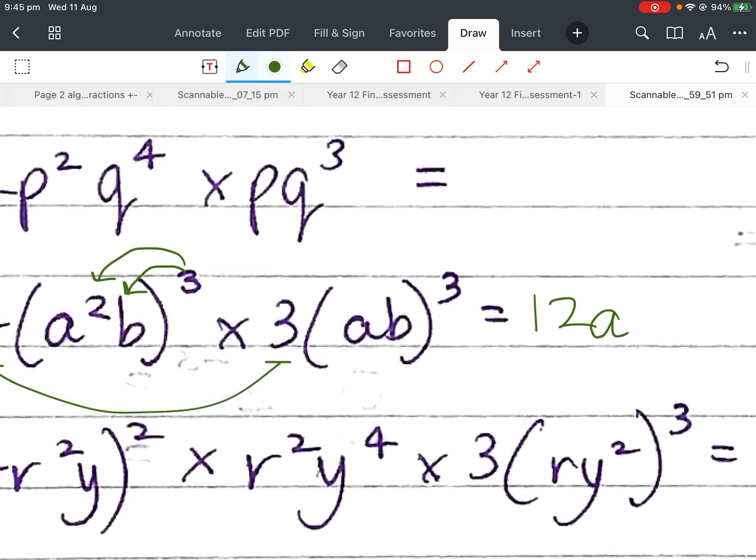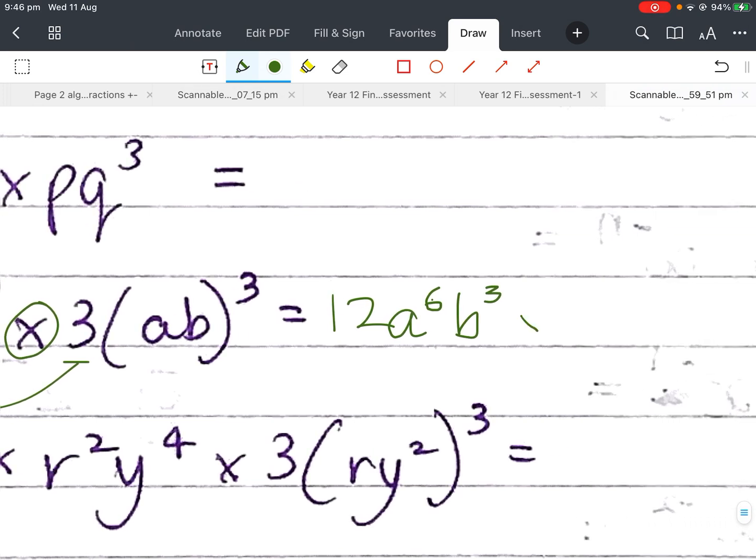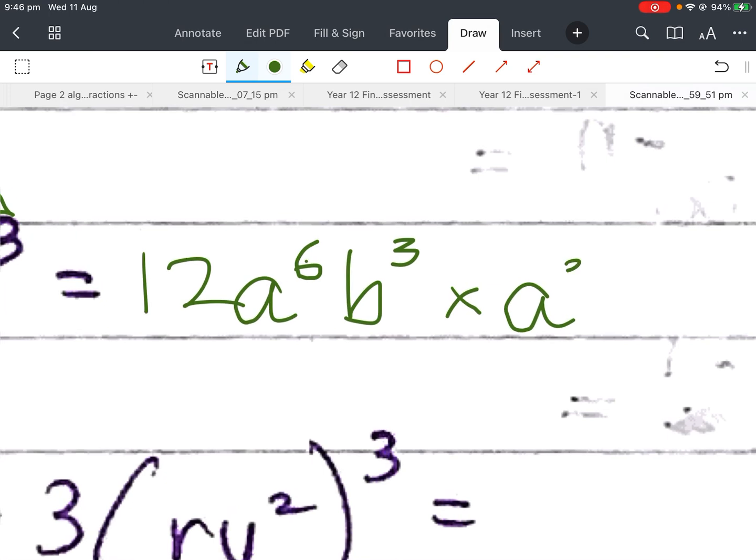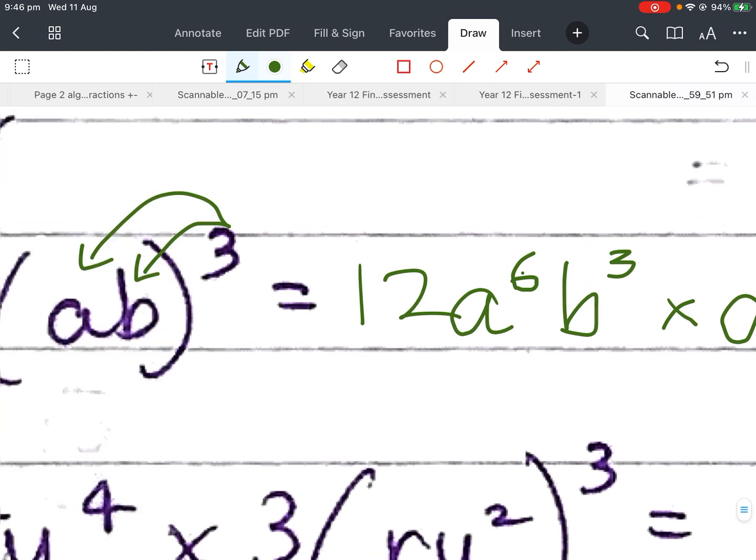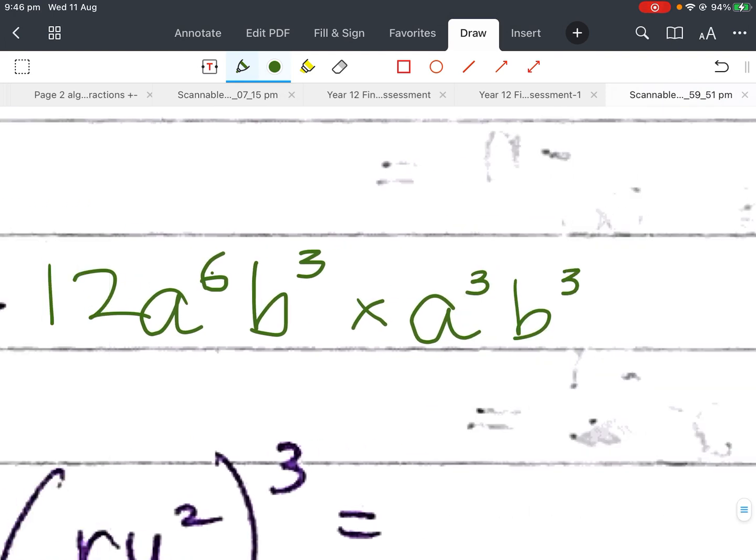So that means A, 2 times 3 makes 6. And B, remember that's normally a 1. B, 1 times 3 makes 3. Now there's a times in between, so I can still put a times. And I'm going to distribute that 3 with the A and that 3 with the B. Now there's nothing there, which means it's a 1. So 1 times 3 is A to the power of 3. Oops. And 1 times 3 with a B also means B to the power of 3.